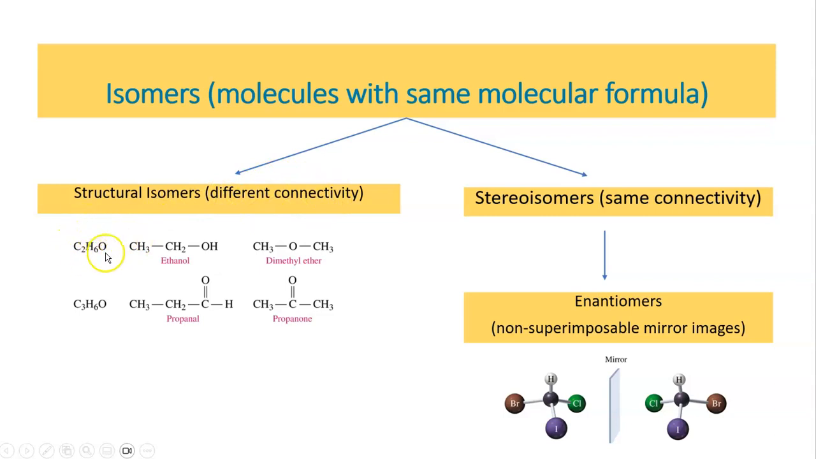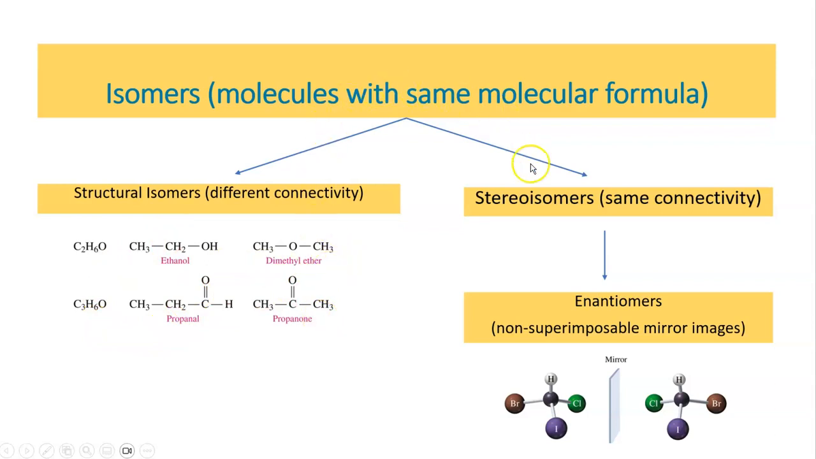For example, if you take the C2H6O molecular formula, we can draw different structures by connecting the atoms in different ways. One example is ethanol, and the second example is dimethyl ether. Both of these molecules have the same molecular formula, C2H6O, but if you look at the atom connectivity, those are different. So that is an example of structural isomers. And propanol and propanone are also structural isomers.